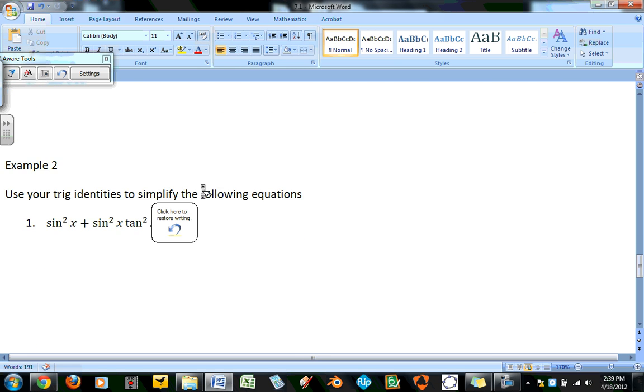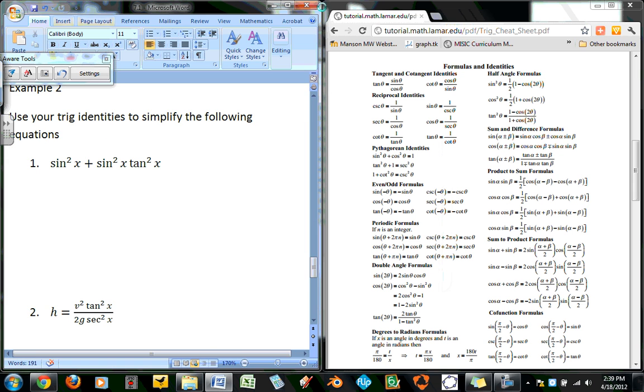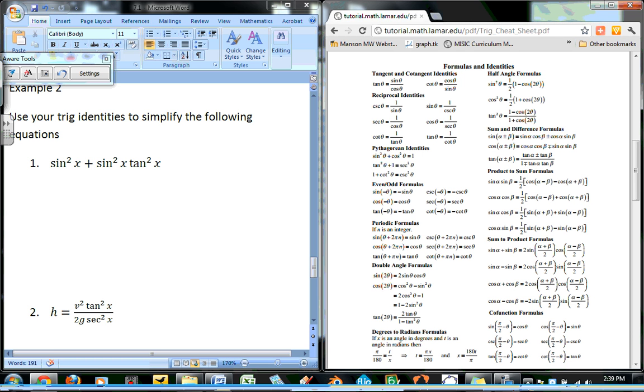Example 2 says use your trig identities to simplify the following equations. A lot of times when we're doing this, it's helpful to look at your trig identities to see what we can use. I'm going to pause the video real quick and I'm going to zoom in for you here.